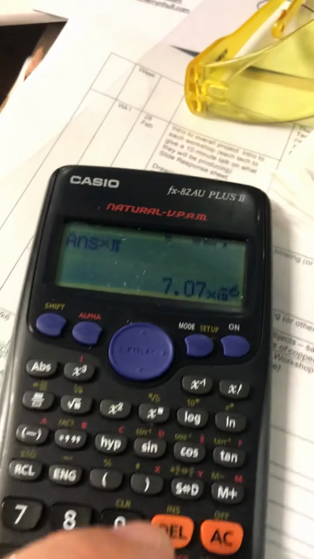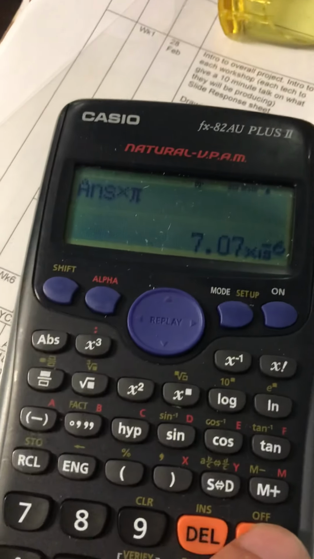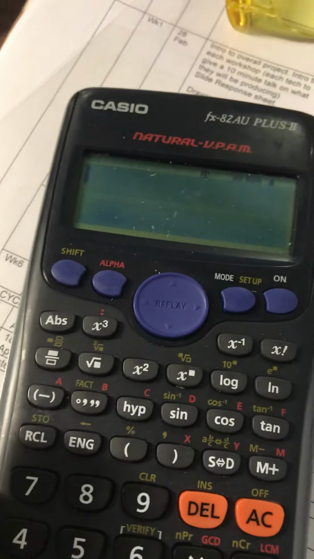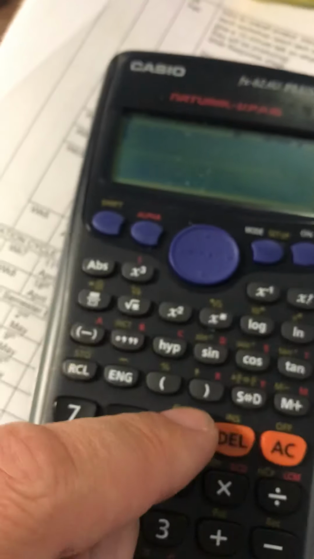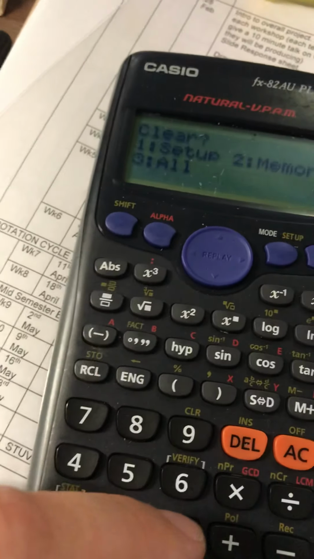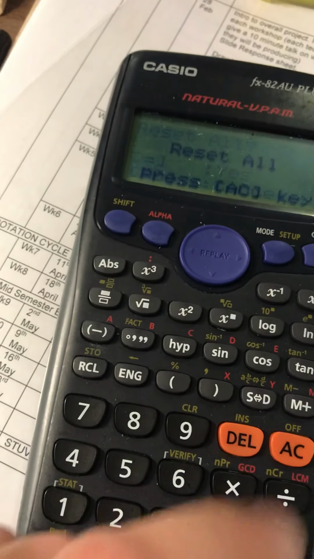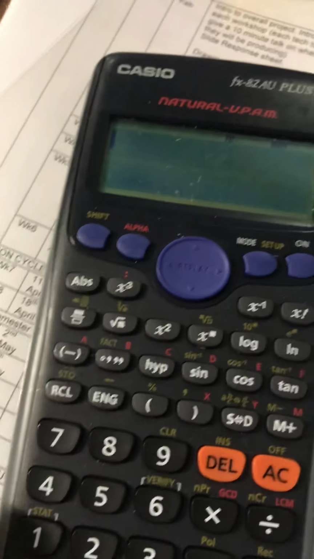Okay, so let's do that on the calculator. We're back in scientific mode again. So if you want to get out of scientific mode, shift, setup, sorry, I tell a lie, shift 9, go 3, all, hit equals, hit all clear, and we're back to our normal mode.